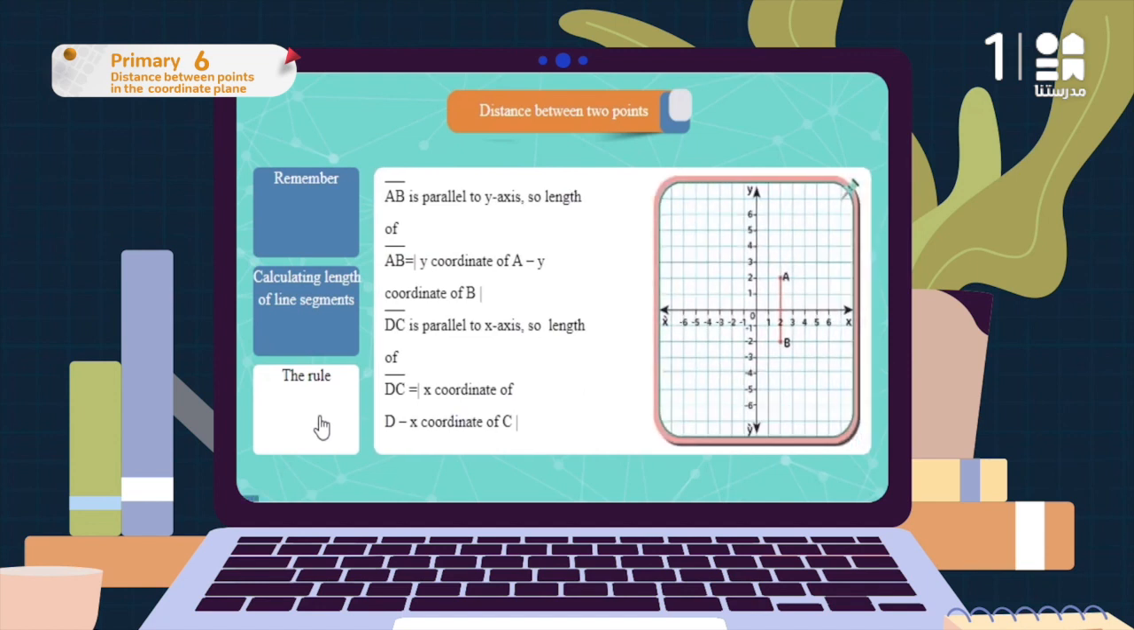To find the distance between 2 points on the coordinates plane, where the line segment joining between these 2 points is parallel to one of the 2 axes, we get the absolute value of the difference between the x-coordinates of the 2 points if the line segment is parallel to the x-axis. And if the line segment is parallel to the y-axis, we get the absolute value of the difference between the y-coordinates of the 2 points.